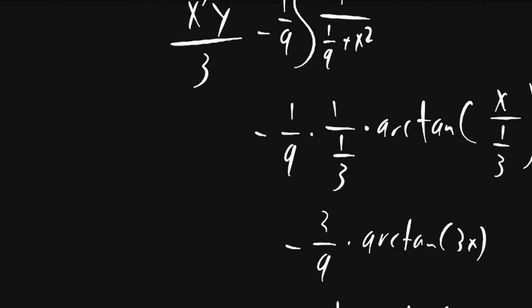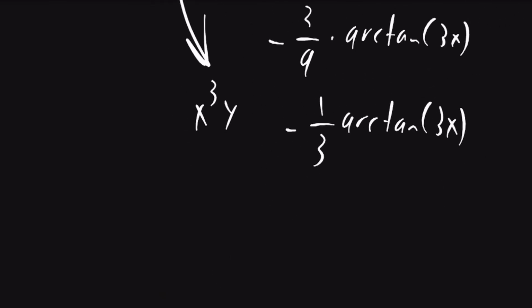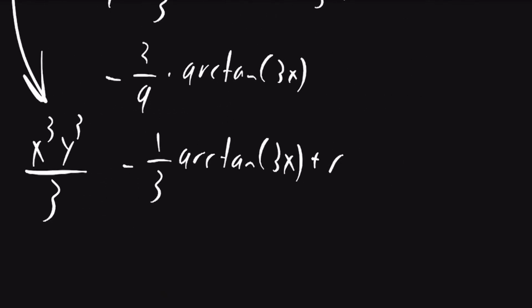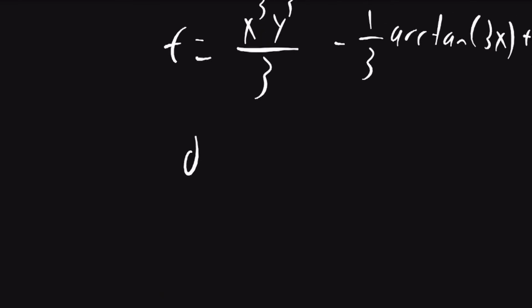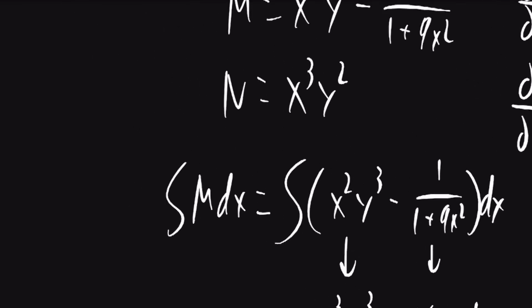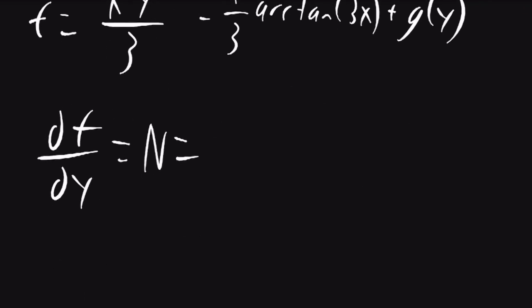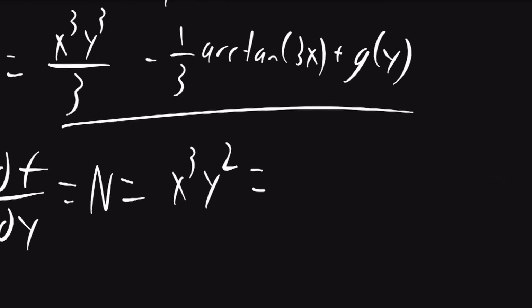I'll bring this first term, x cubed y cubed over 3, down here, so it'll be x cubed y cubed over 3 minus 1/3 arctangent of 3x plus g of y. So this is our function. We can now take the partial derivative of this function with respect to y, which is definitionally equal to n. And we said n is x cubed y squared. That'll be equal to the partial derivative of the function, which will be x cubed y squared.